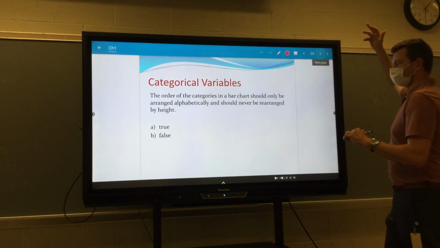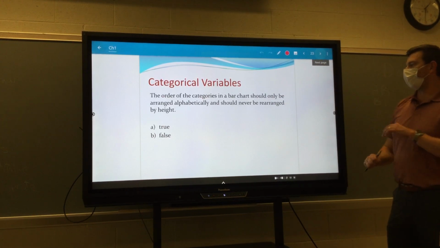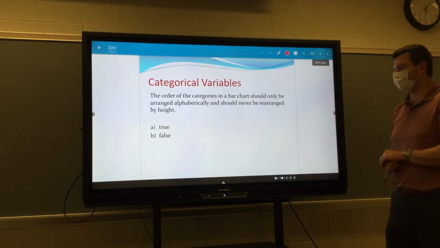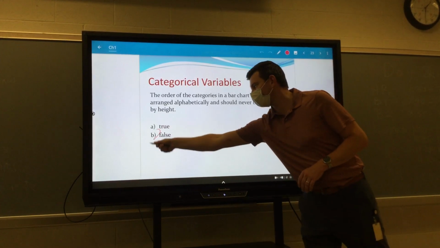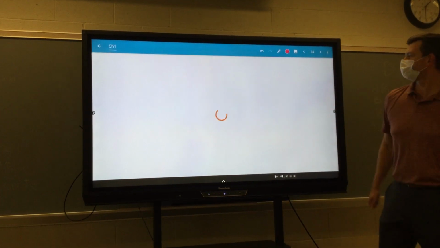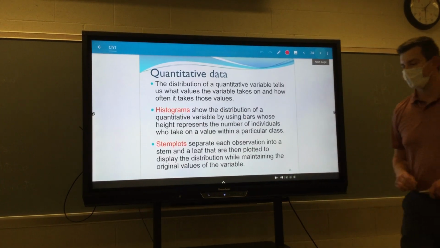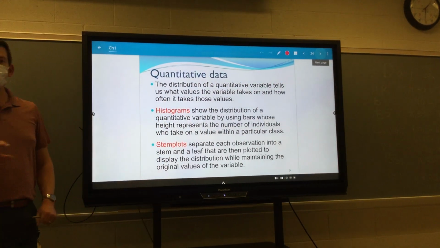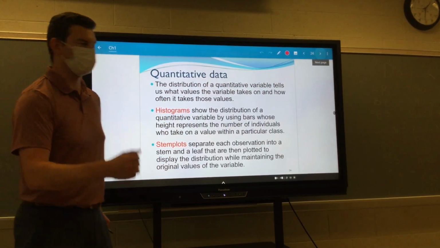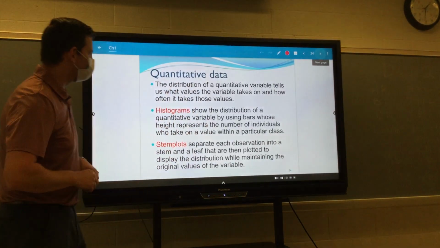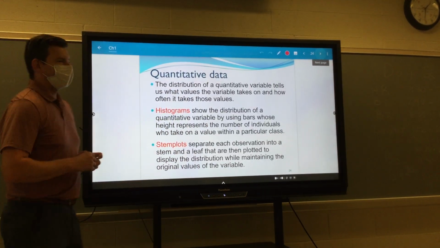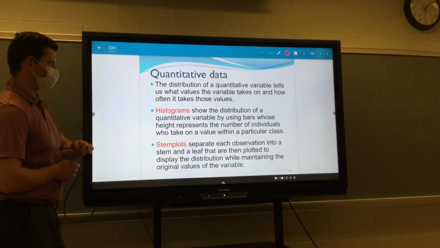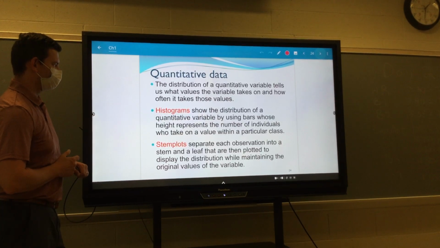We had said this: the order of categories on a bar chart should only be arranged alphabetically and should never be rearranged by height. That is false. It depends on the message. Okay, so bar graph, pie chart, those are for categorical variables. For quantitative data, we have a couple other options. Okay? Histograms and stem plots.